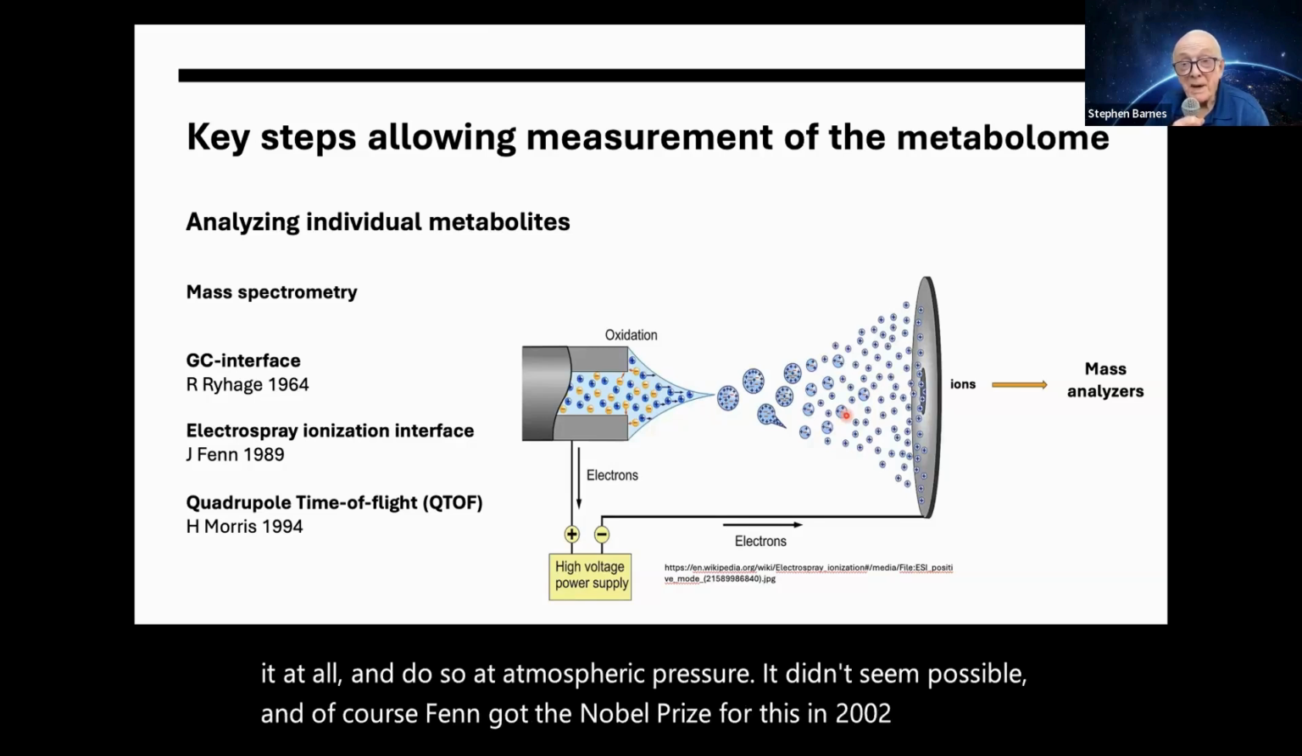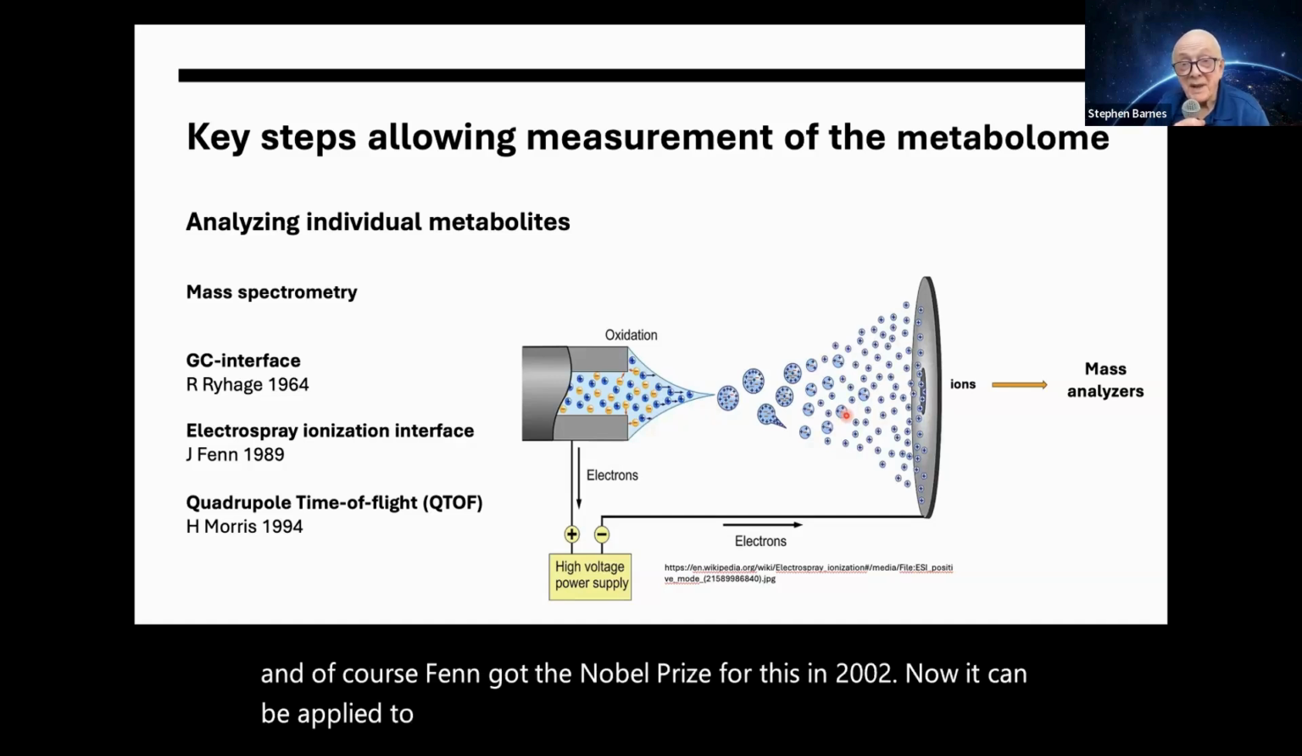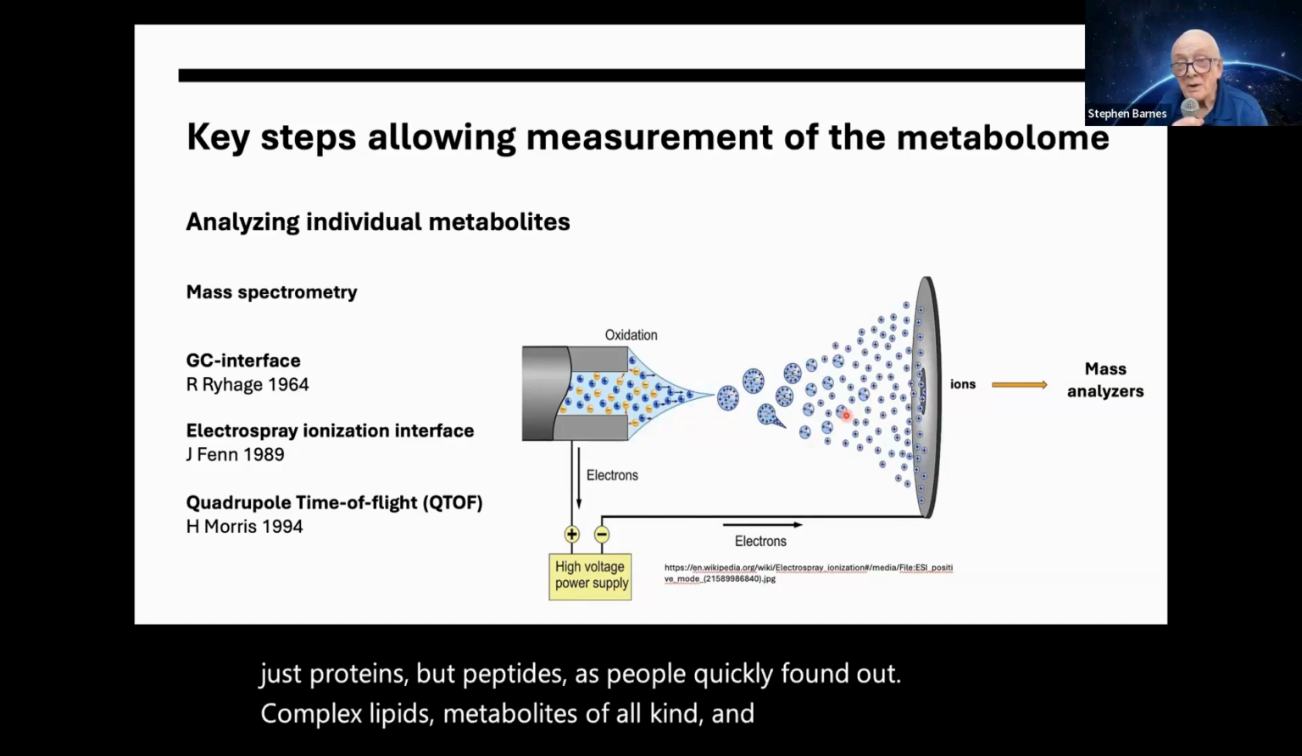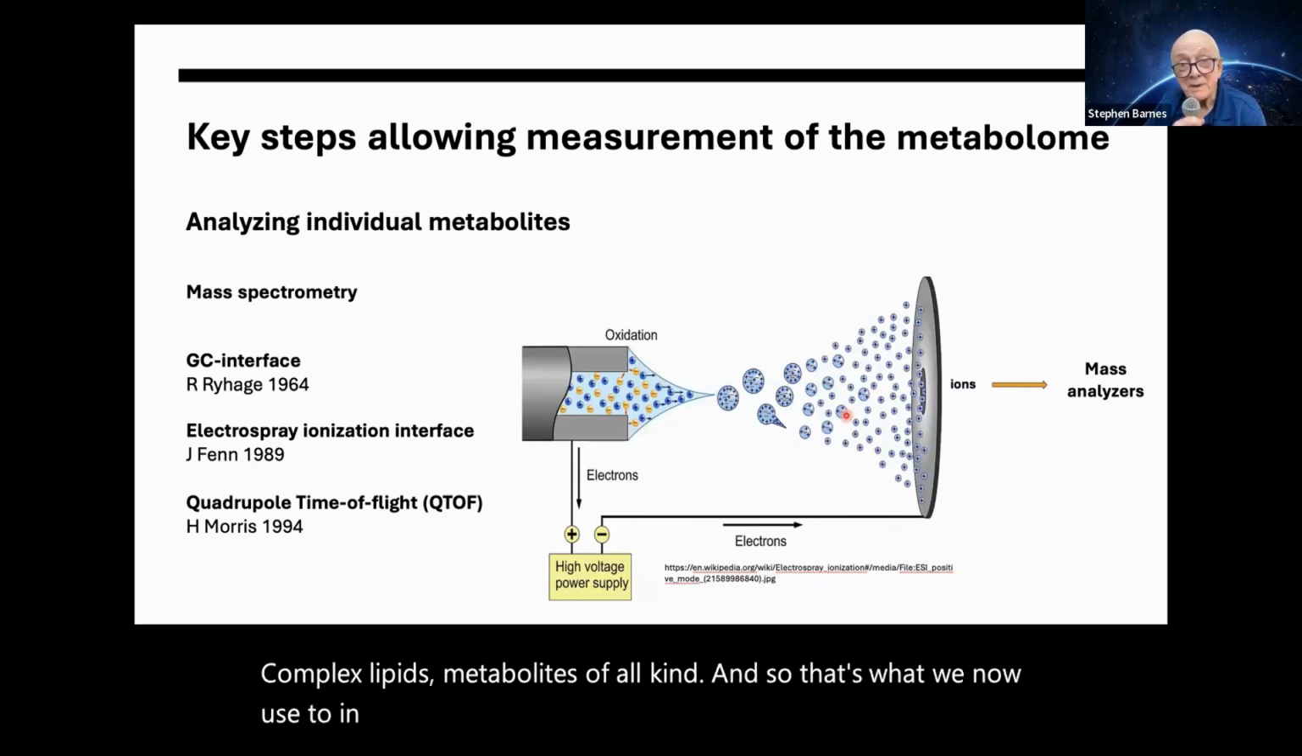Now, it can be applied to anything that's coming out of that column. So not just proteins, but peptides, as people quickly found out, complex lipids, metabolites of all kind. And so that's what we now use in metabolomics to look at the compounds that are present and that we have separated.